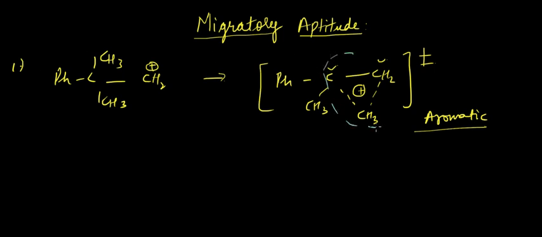How? This has a partial negative charge and these two have partial positive charge, so 2 pi electrons are there. Okay, so this is showing an aromatic character. That's why the shift is actually feasible in this type of migration.